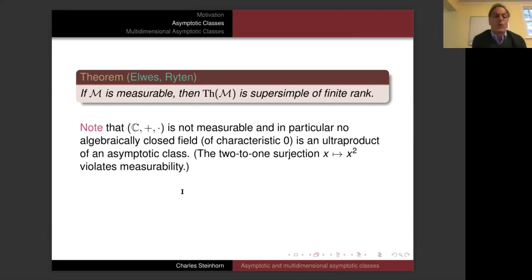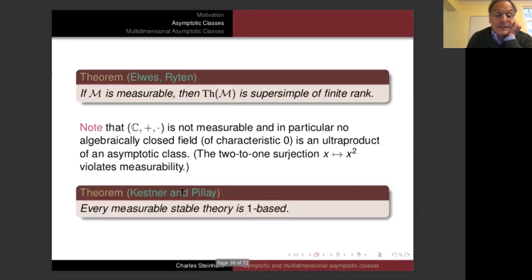Now, one quick note that's easy to see is that C is not measurable, and in particular no algebraically closed field of characteristic 0 can be an ultraproduct of an asymptotic class for this reason. It's easy to check that the 2-to-1 surjection from X to X squared violates measurability. This is quite clear because it's a 2-to-1 mapping, but the sets on the input and output are both just the field, the entire field.